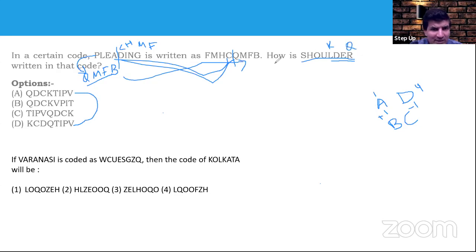And what we also saw is it was placed in the reverse order, right? That means this was FMHC, right? FMHC. So that means it will start with Q. And we have already figured out the second part. So therefore it has to be the first option.